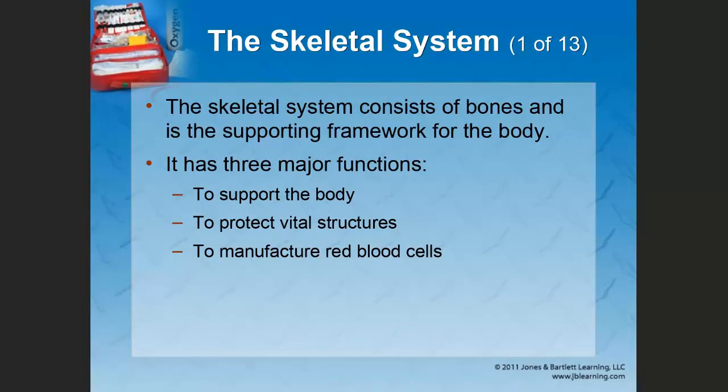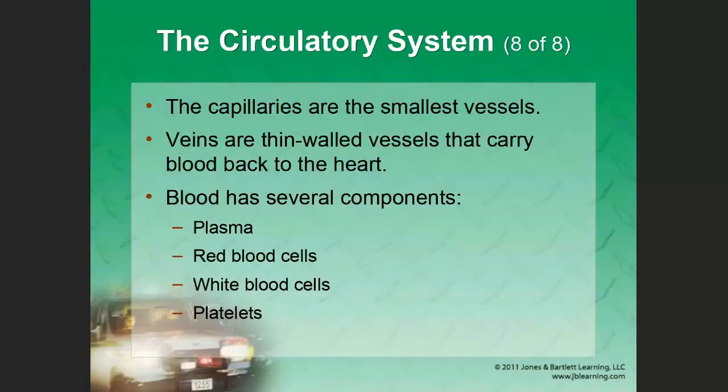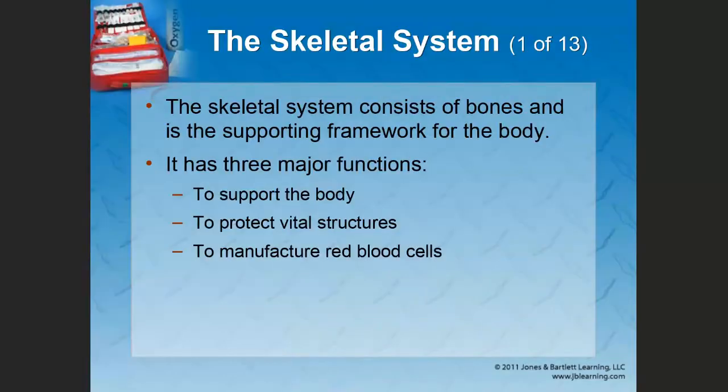All right, so the next system we're going to look at is the skeletal system. So the skeletal system consists of bones and is the supporting framework of the body. It has 3 major functions: to support the body, to protect vital structures, and to manufacture red blood cells. And another important function of the skeletal system is it stores minerals.